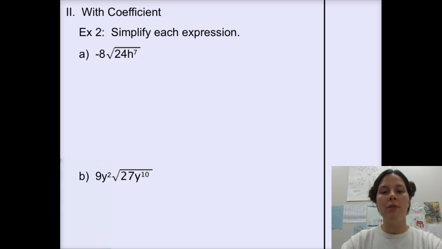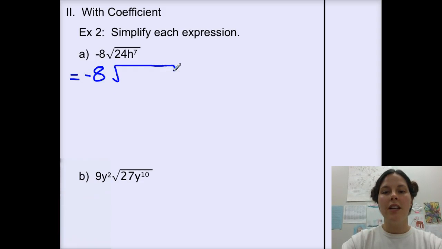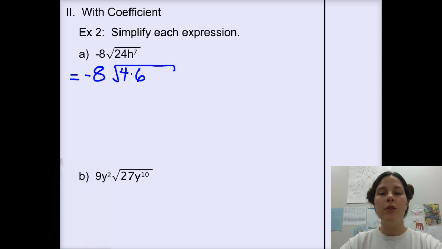Now let's take a look at what happens when you have a coefficient. The same process applies. We're just going to have that extra, in this case, times -8 after we take the square root of our perfect square factors. 24 is 4 times 6, 4 being our perfect square factor. H to the 7th. Basically what we're doing is if the number under the radical is odd, there will be 1 left over. If it's even, then it's a perfect square.